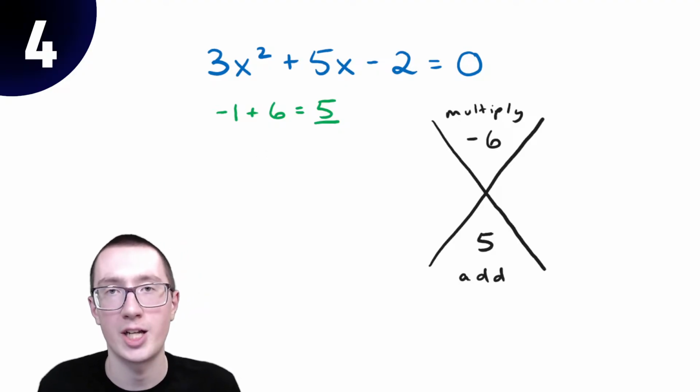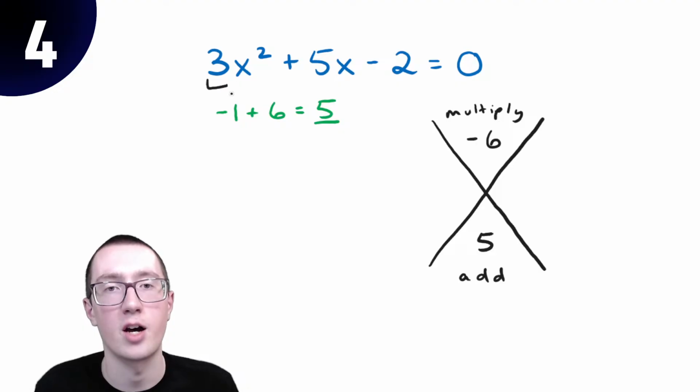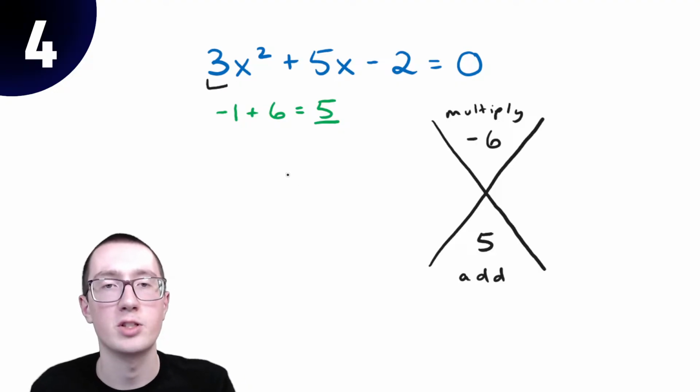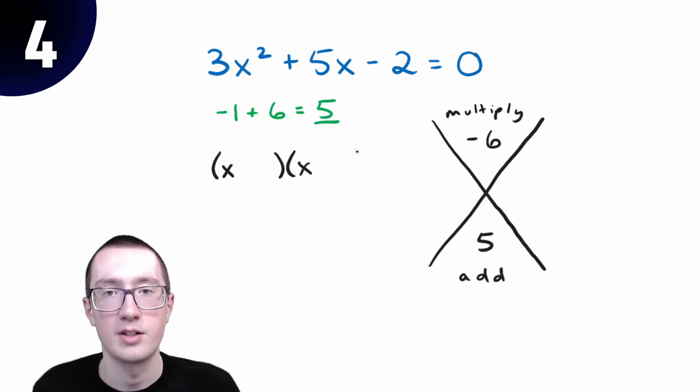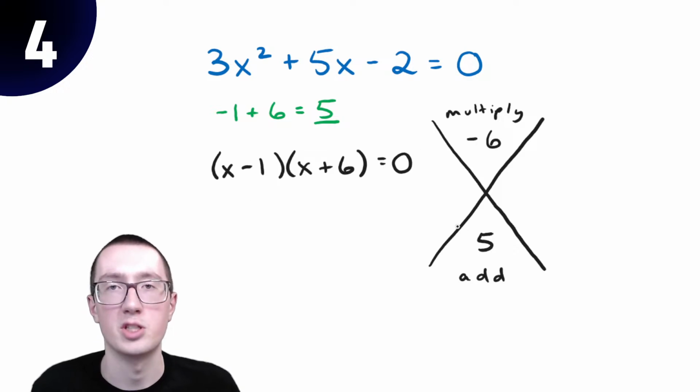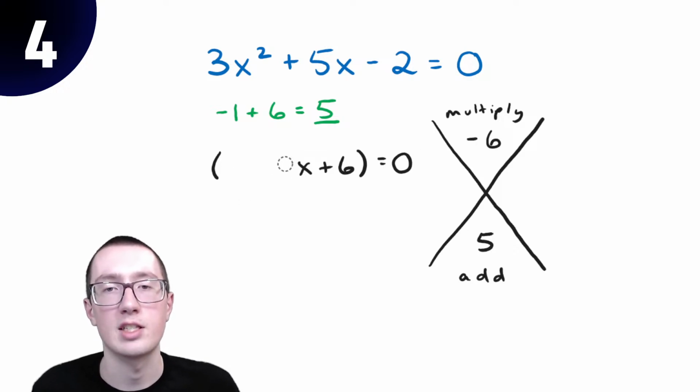So one more change, because this number here is not 1. If this was 1, then we would just take our numbers and put them in parentheses. So we would have x times x, and then in the parentheses, we'd put our numbers. So we'd have -1 and then +6. And then we would solve it. But we have to do something slightly differently.